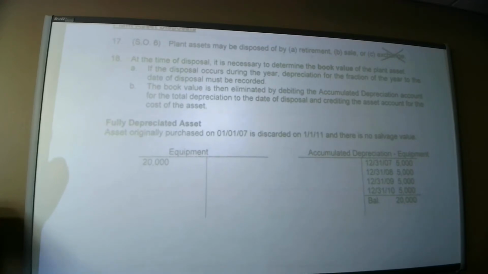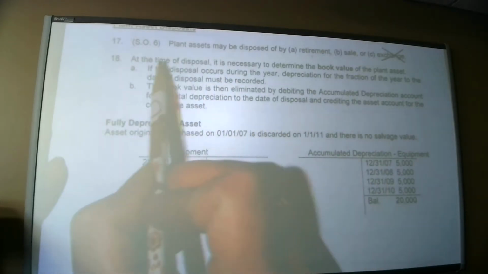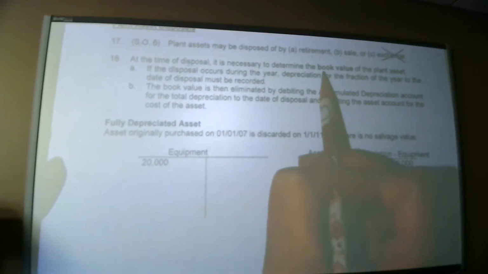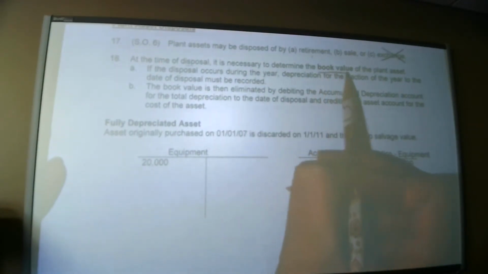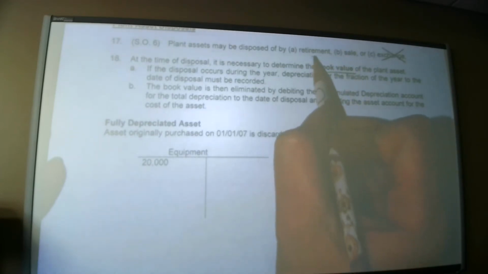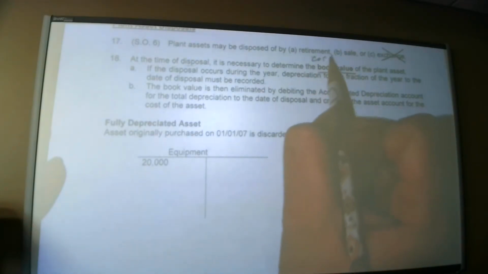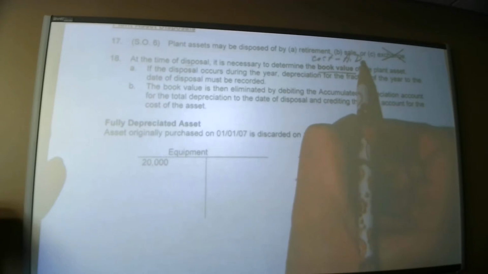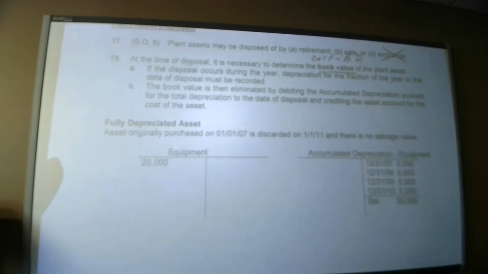Okay? So just overall, to do a disposal, what do you need to do at the time of disposal? It is necessary to determine book value. Didn't we just say book value about 3 seconds ago? What is it again? Cost, right? Minus accumulated depreciation. Be careful, not salvage value, but accumulated depreciation. Value in the books. Okay.